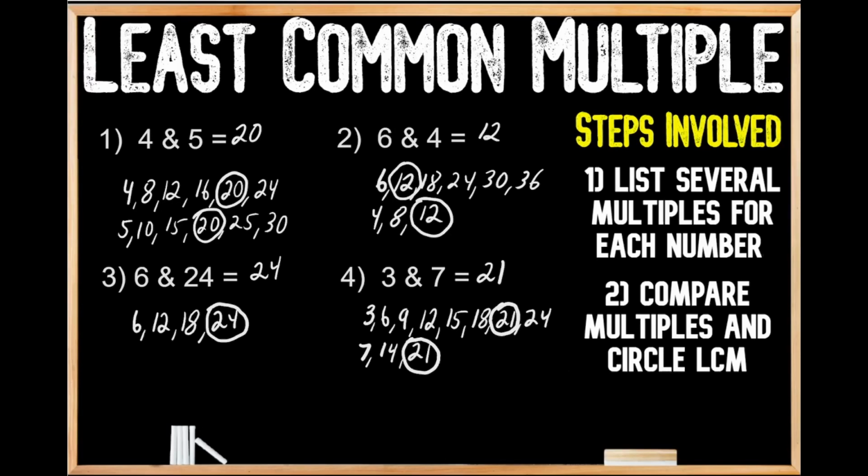Hopefully by now you understand how to find the least common multiple of two numbers.